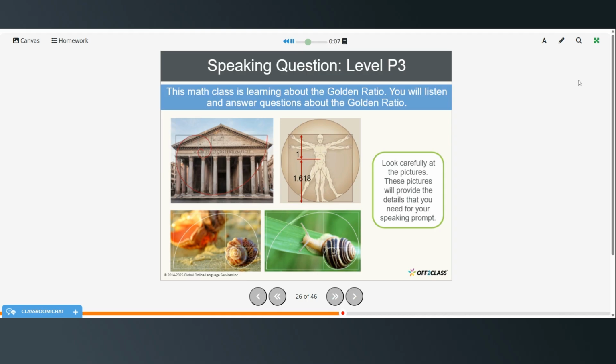This math class is learning about the golden ratio. You will listen and answer questions about the golden ratio. Okay, and for this one, you want to look carefully at the pictures because the pictures will provide you details that you'll need when you're ready to speak.